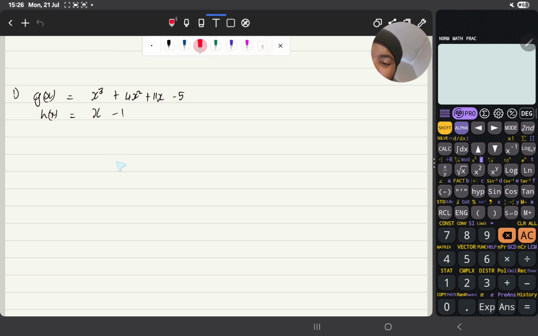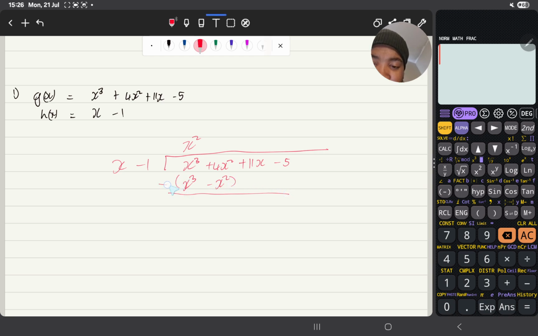So, long division: x to the 3 plus 4x squared plus 11x minus 5. Cool. You have x squared, multiply, you have x to the 3 minus x squared. Now we are subtracting. You have 0 here, and then here you have 4 minus 1, that is 5x squared. Then we bring down these guys.